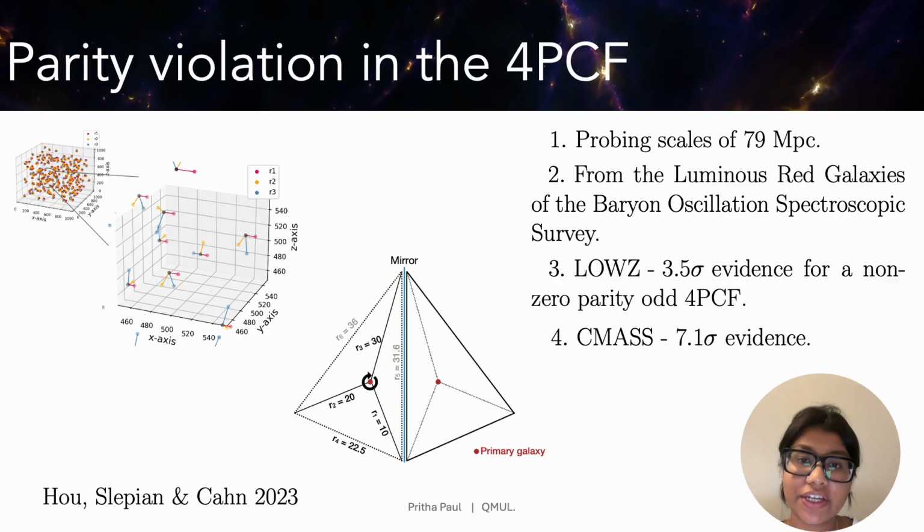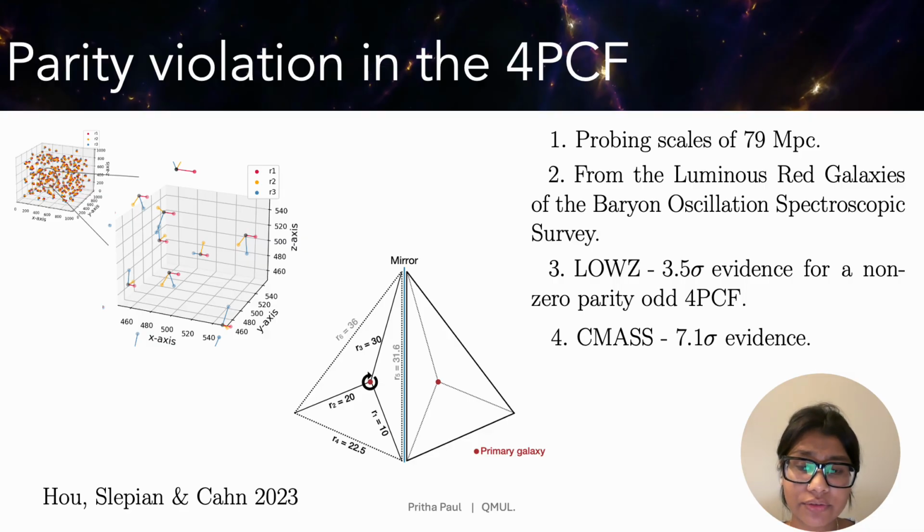An additional motivation for us to work out the trispectrum was also the detection of a parity-odd 4-point function by Jamie Hou, Zach Slepian, and Bob Cahn. They performed an analysis on the luminous red galaxies of the BOSS survey, where they found 3.5 sigma evidence and 7.1 sigma evidence, respectively, for two sets of data, the LOWZ and the CMASS.